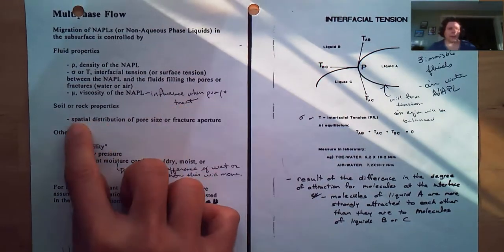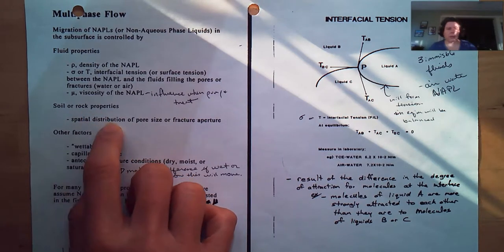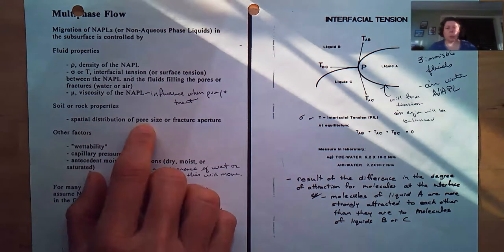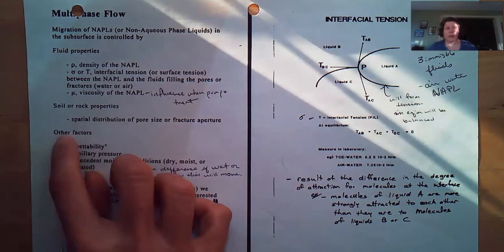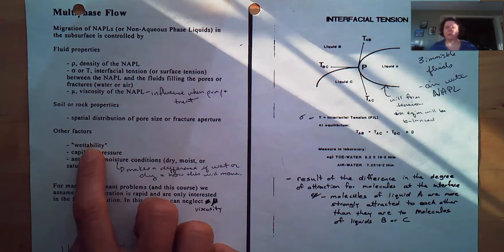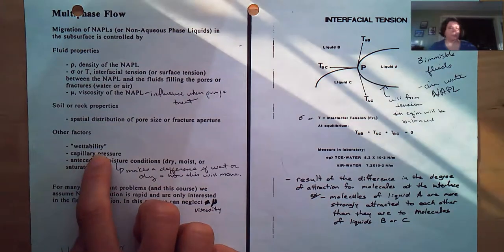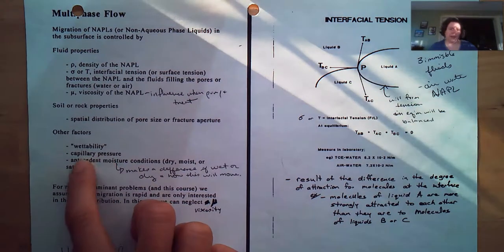So this is really impacted by the property of the rock. So what is the spatial distribution of the pores or the fractures that are inside of the thing? So if we've got a lot of pores inside of there. Some other factors are like the wettability. So we'll talk about wettability in a second here. We'll talk about the capillary fringe or the capillary pressure.